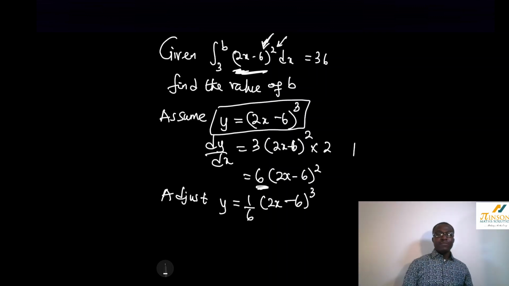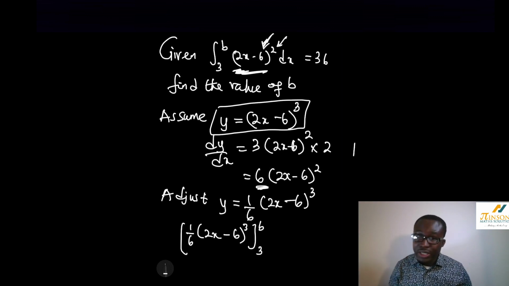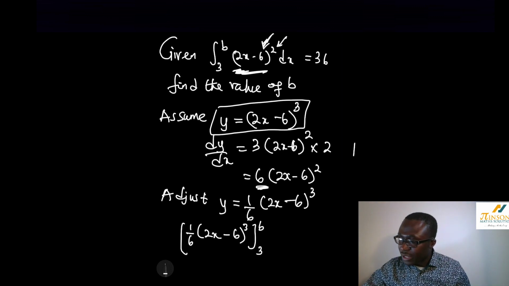So I know I've got that. Now remember, this is definite integration, so I'm not going to add the c, but now I need to substitute values in. So I've got 1/6 there. The first thing I do is put them in parentheses, and then I'm going to have my 1/6 (2x minus 6) cubed, and then the values of 3 and b that I'm going to sub in. Okay, so bear with me.